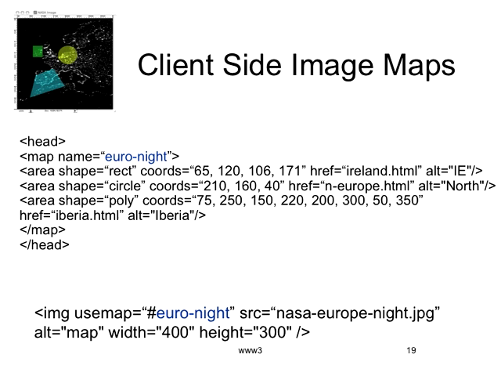Those areas then are wrapped up in a map tag. And you must give the map a name. So here I've given it Euro-Night as its name. I put it in the header. It can be in the body as well, in fact. I just put it in the header out of the way, but it's perfectly fine in the body also.